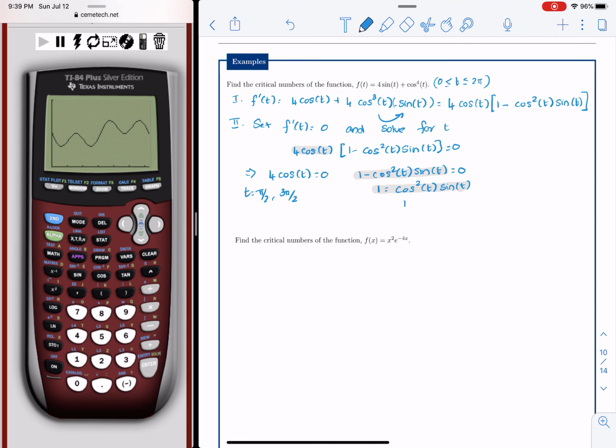So there is no value of t satisfying the above equation. So the only critical values that we are left with are t equals pi over 2 and 3 pi over 2.